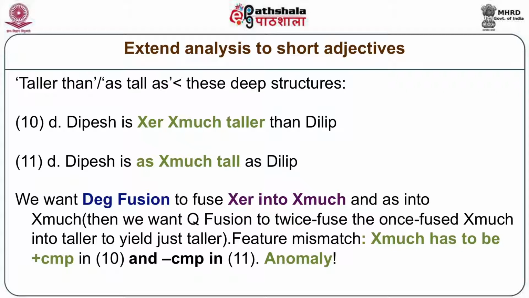Notice that in "Dipesh is X much tall as Dilip," there is only one volatile element, in the quantifier position. And in the deep structure of "Dipesh is taller than Dilip," there are two volatile elements: in the degree position and in the quantifier position.